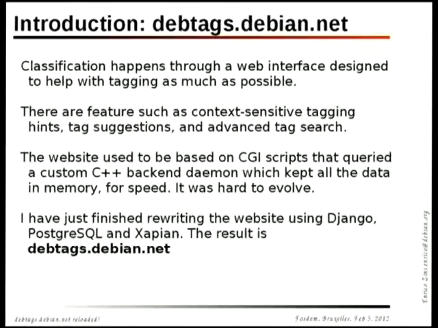So there's a web interface that tries to make things as easy as possible. When you go and categorize packages, you have suggestions, and we're going to see those later. The website I wrote 5 or 6 years ago had a custom C++ backend daemon that was queried by CGIs. Somebody said it would be nice to have a feature in the website, and I was like, yeah, it would be nice, but there's no way I'm going to do it on this code base.